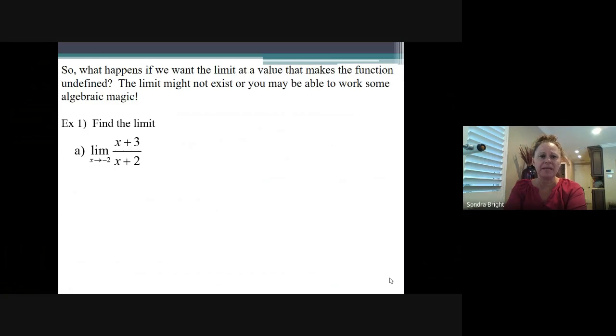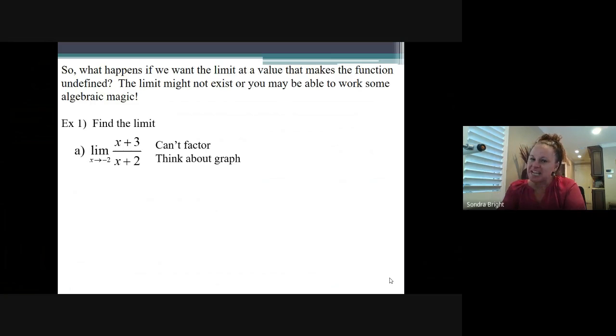They want us to find the limit as x approaches -2 of this rational function, x plus 3 over x plus 2. So when you plug in a -2, you'd get 1 over 0, which is undefined, right? And we can't factor this and cancel things out. We cannot manipulate this algebraically. So what we're going to do is think about what the graph looks like.